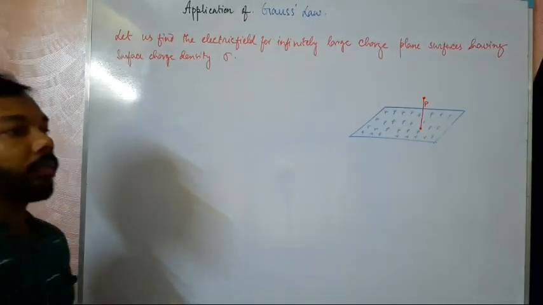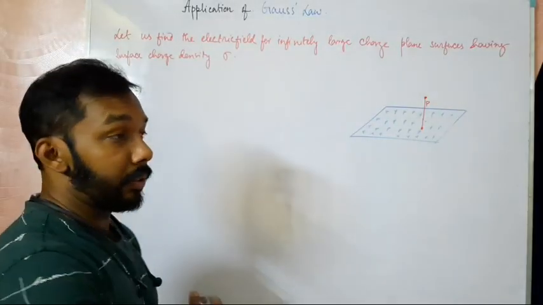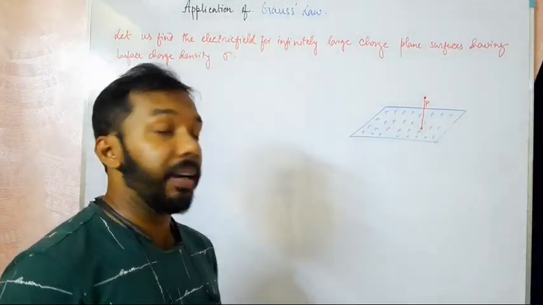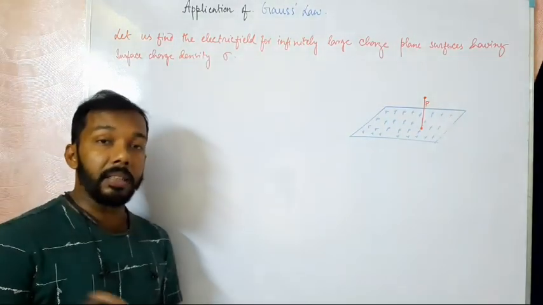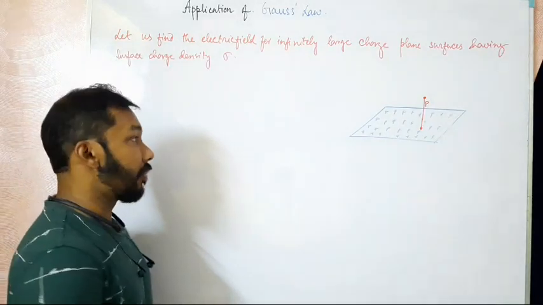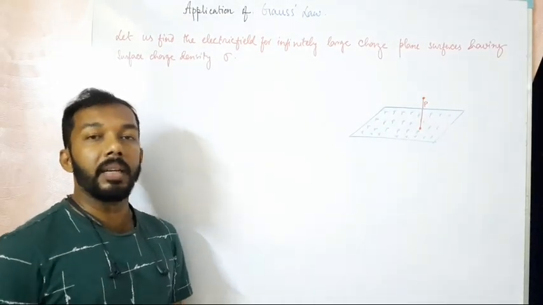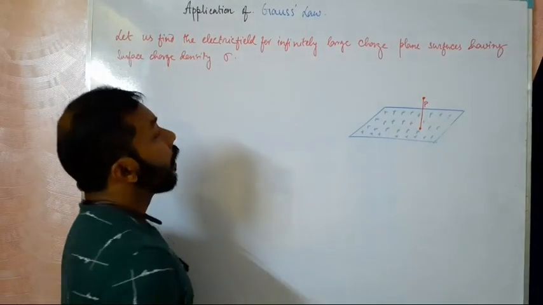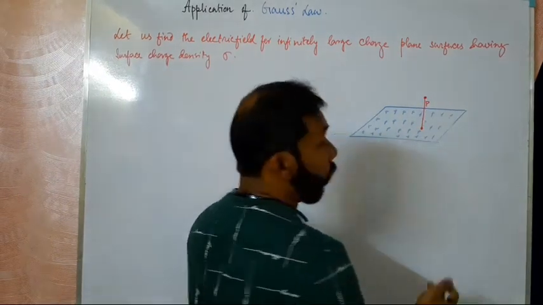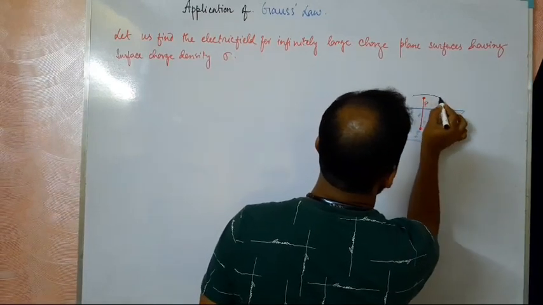So first of all, we have to find the Gaussian surface, and in order to do that, we have seen in the last video that we need to find the direction of the electric field. Depending on the direction of the electric field, we have to choose the Gaussian surface in such a way that the direction of the electric field and the surface vector are parallel to each other, so that we can eliminate the cos theta. This is the basic principle. And for that, what kind of surface should we take? Let us take a cylindrical surface.